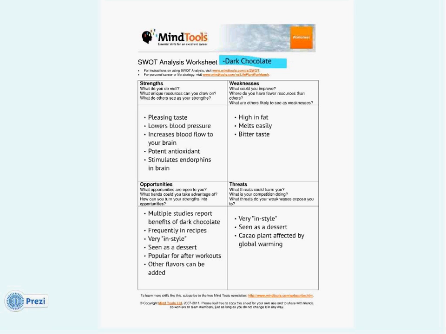Threats: it is in style. It's also in our opportunities. In a SWOT analysis, you can have things that are both opportunities and threats because, while it's an opportunity now, it could change. You're not in control of it, and it could go out of style tomorrow. That's a threat that could exist. Also, it's seen as a dessert, so maybe people aren't having it for breakfast. These are external things you need to keep in mind as you're doing your SWOT analysis.